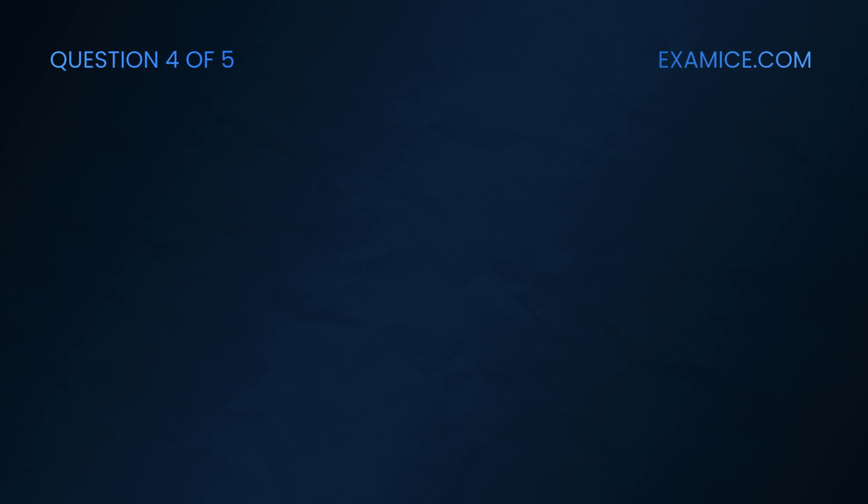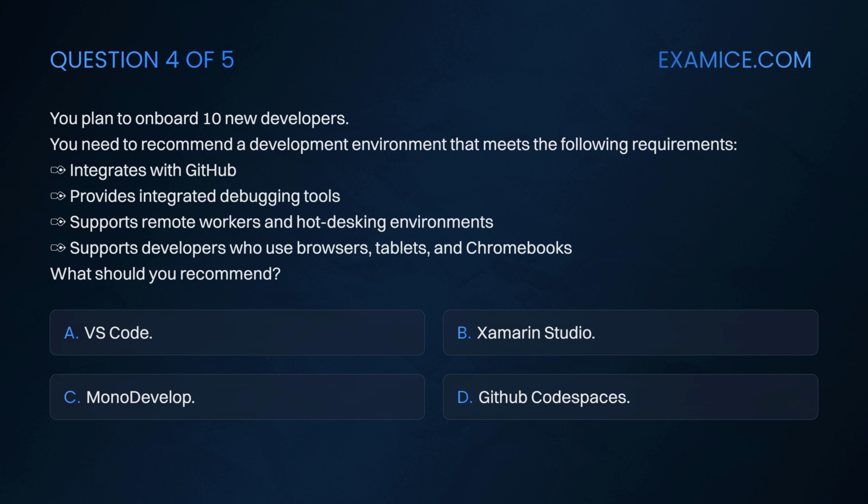Question 4. You plan to onboard 10 new developers. You need to recommend a development environment that meets the following requirements. Integrates with GitHub, provides integrated debugging tools, supports remote workers and hot desking environments, supports developers who use browsers, tablets, and Chromebooks. What should you recommend? Option A, VS Code. Option B, Xamarin Studio. Option C, MonoDevelop. Option D, GitHub Codespaces.